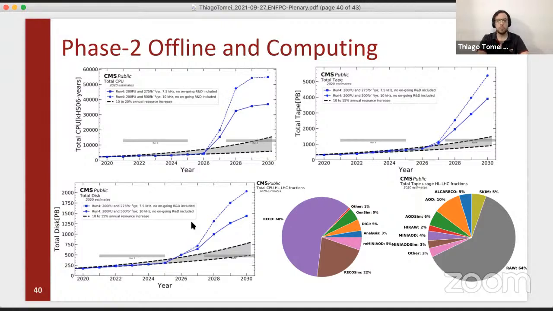Where are we going to attack? We have to attack the event size, which, as you see on the pie chart on the right, is essentially the raw. And on the left, the need for computer time is essentially the reconstruction. Reconstructing all these high granularity detectors takes a lot of time.